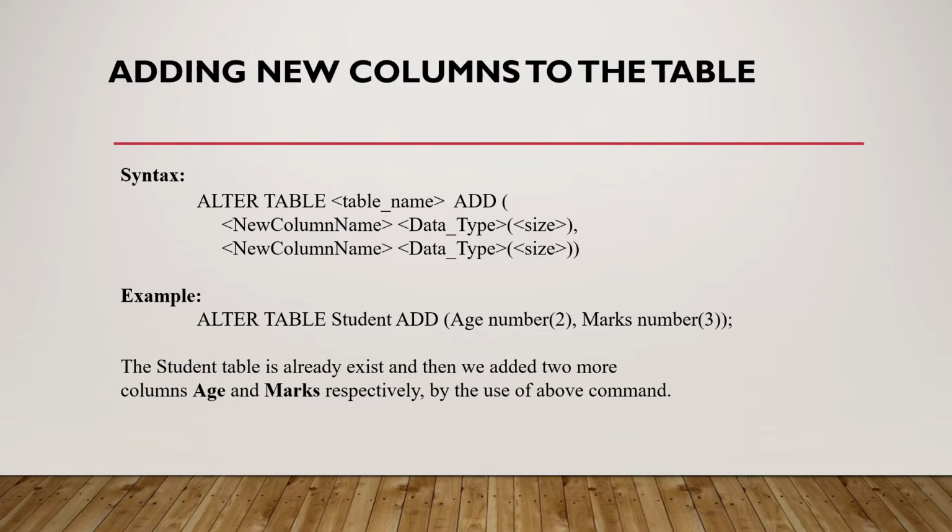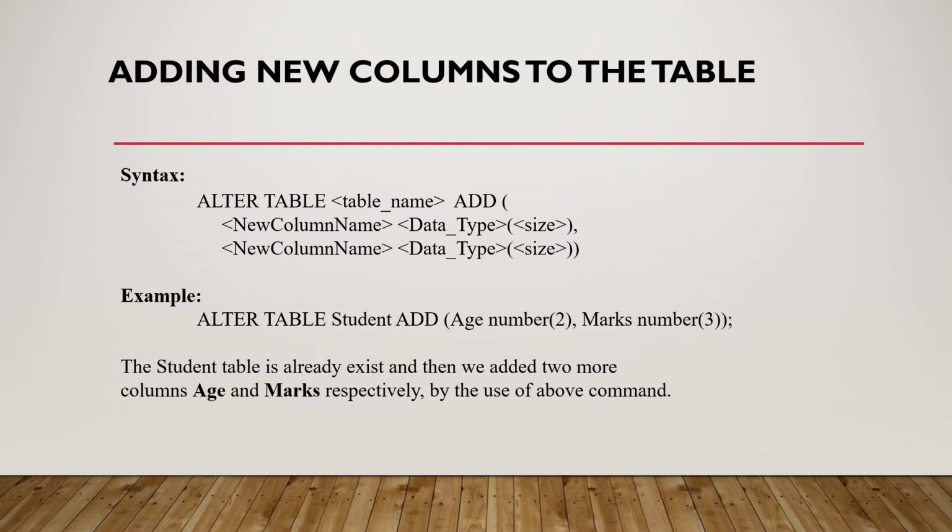Here, alter table is a keyword, table name is the name of the table, and add is a keyword, open brace. New column name is the column which we are going to add into the existing table, and then the data type of the column and size of the column. You can add any number of columns to the existing table using this add command.